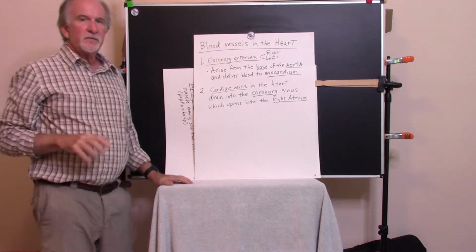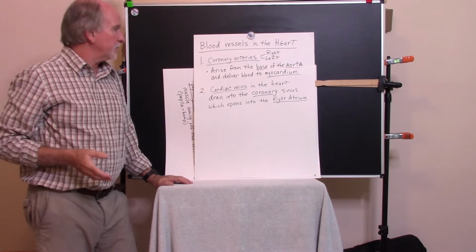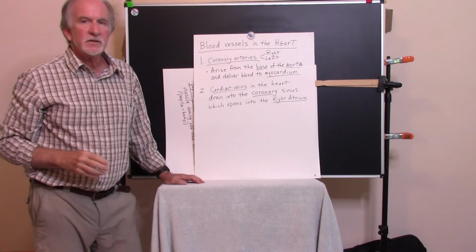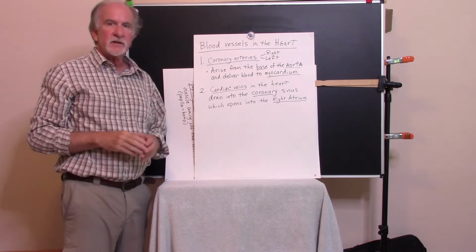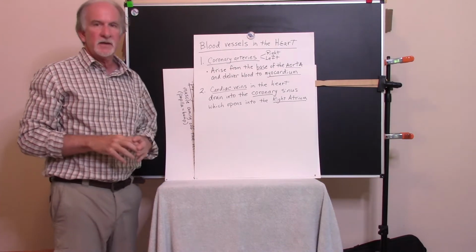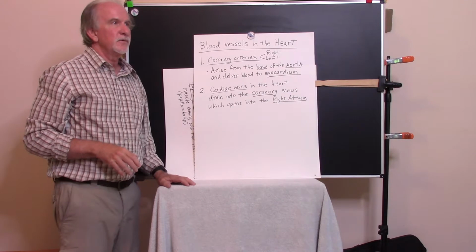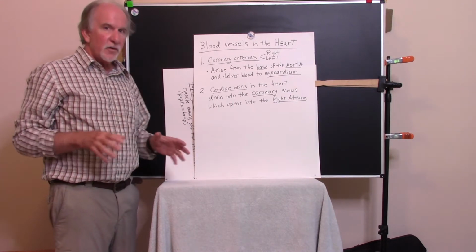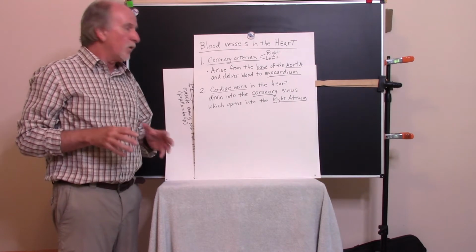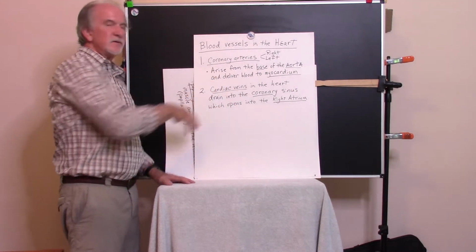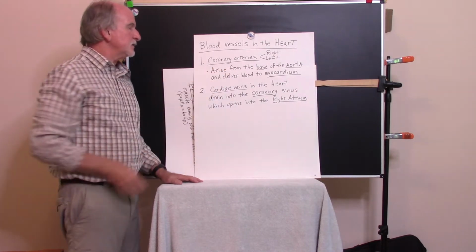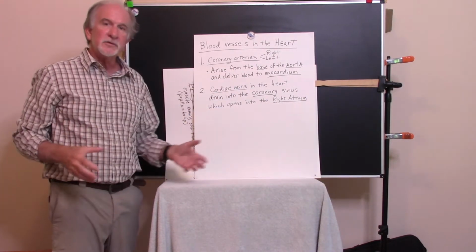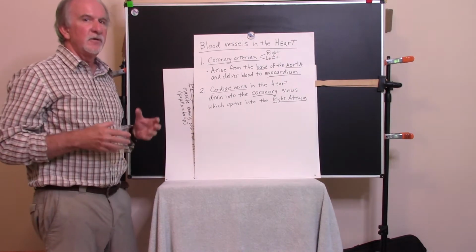There's a couple blood vessels associated with the heart that I want you to know. First of all, the right and left coronary arteries are rather large arteries that arise from the base of the aorta, and they deliver blood to the extensive system of blood vessels within the myocardium, the wall of the heart. There are veins associated with the heart called cardiac veins, and they eventually drain into a large vein known as the coronary sinus that opens directly into the right atrium.